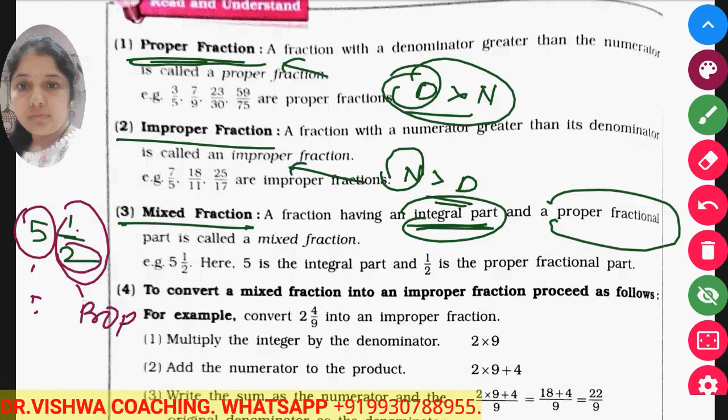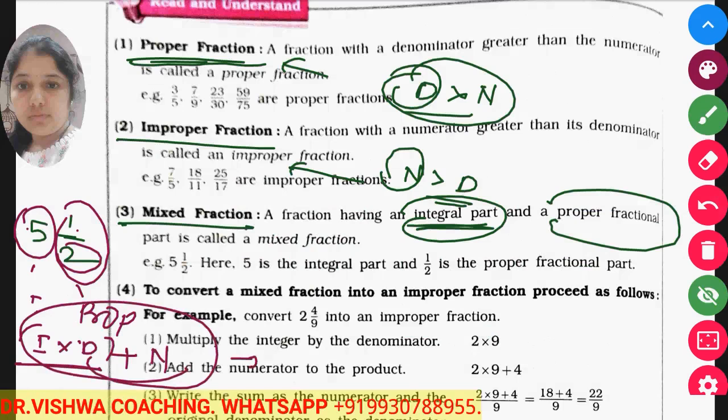Now while we convert this mixed fraction into an improper fraction, what we have to do is multiply this integral part and this denominator, and add this product to the numerator, and this whole thing becomes the numerator of the improper fraction and the denominator remains as it is. How? See, 5 multiplied by 2 becomes 10. 10 plus 1 is 11. So 11 we write in the numerator position and 2 we keep as it is.